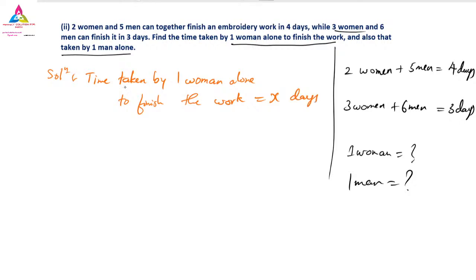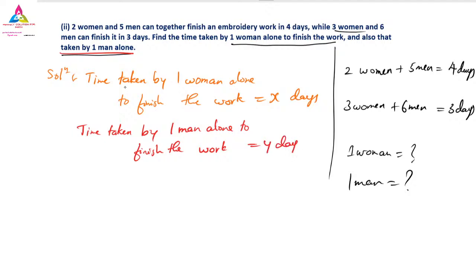So similarly we will go for the next one. Second one, what they have told you to find, the time taken by one man alone to finish the work, that we will take as y days. Okay, this is the thing they have told you to find, so we will take them as x and y. First step is finished. What is the next step?